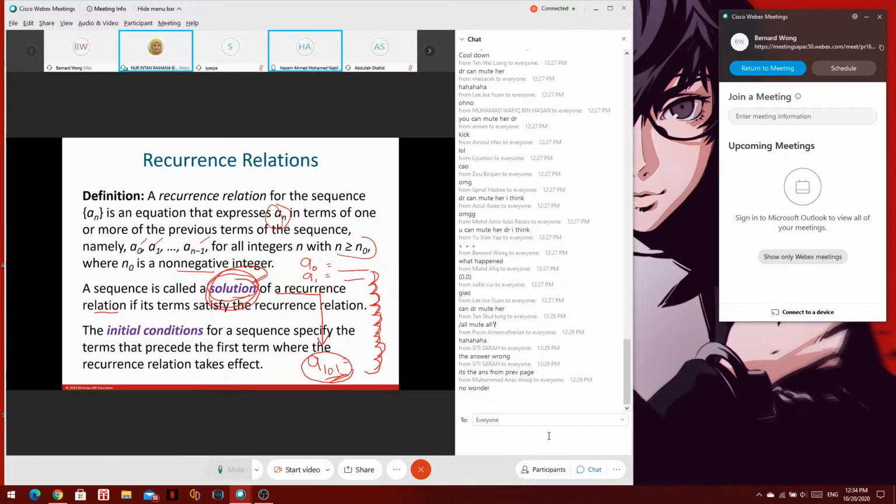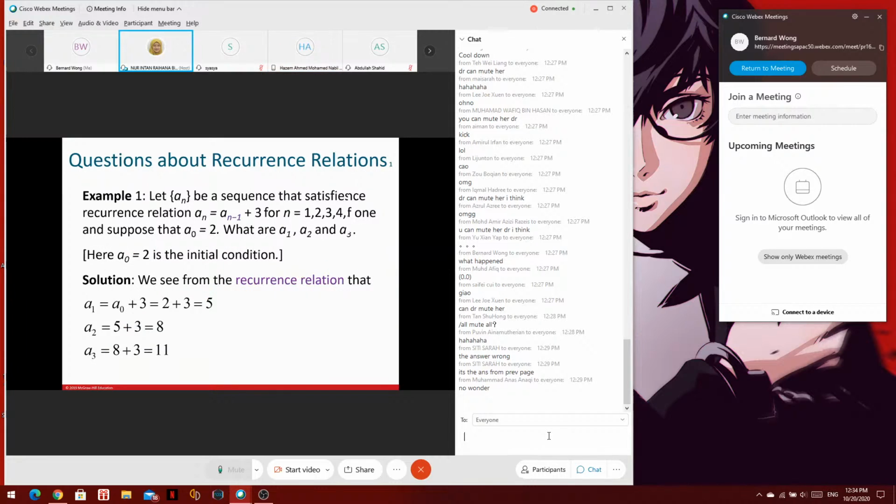Okay. The solution is the formula, the formula that we put the n number in, and we get the output. Yes, that's the formula. So the initial conditions for the sequence specify the terms that precede the first term where the recurrence relation takes effect.